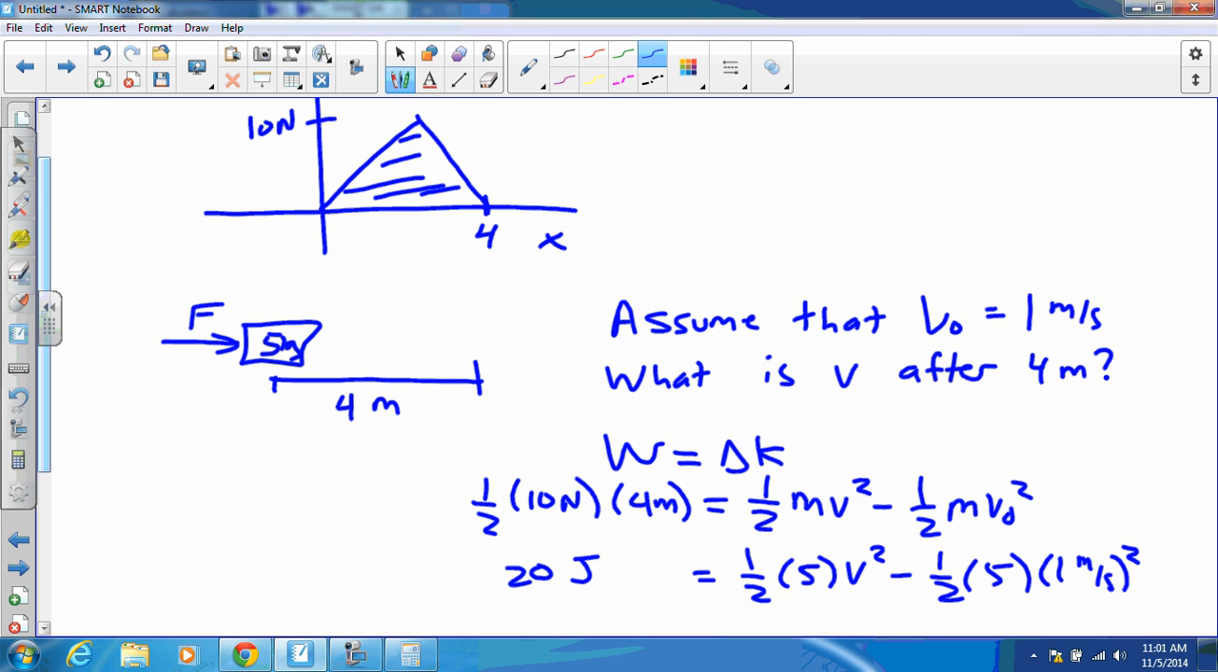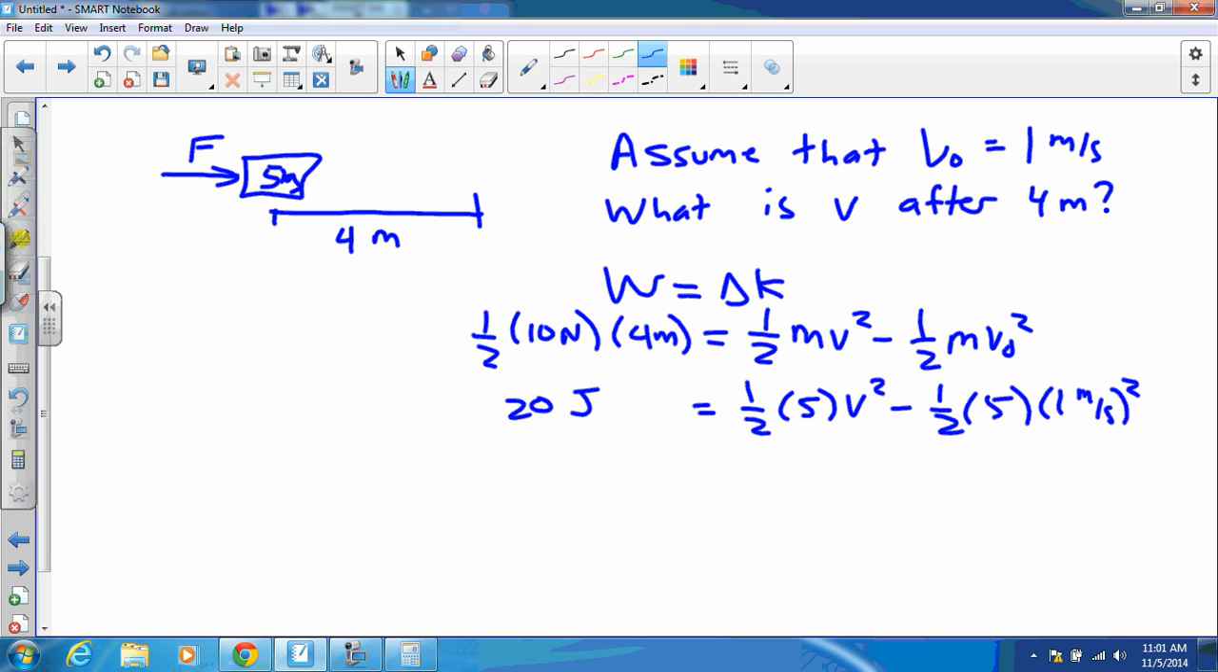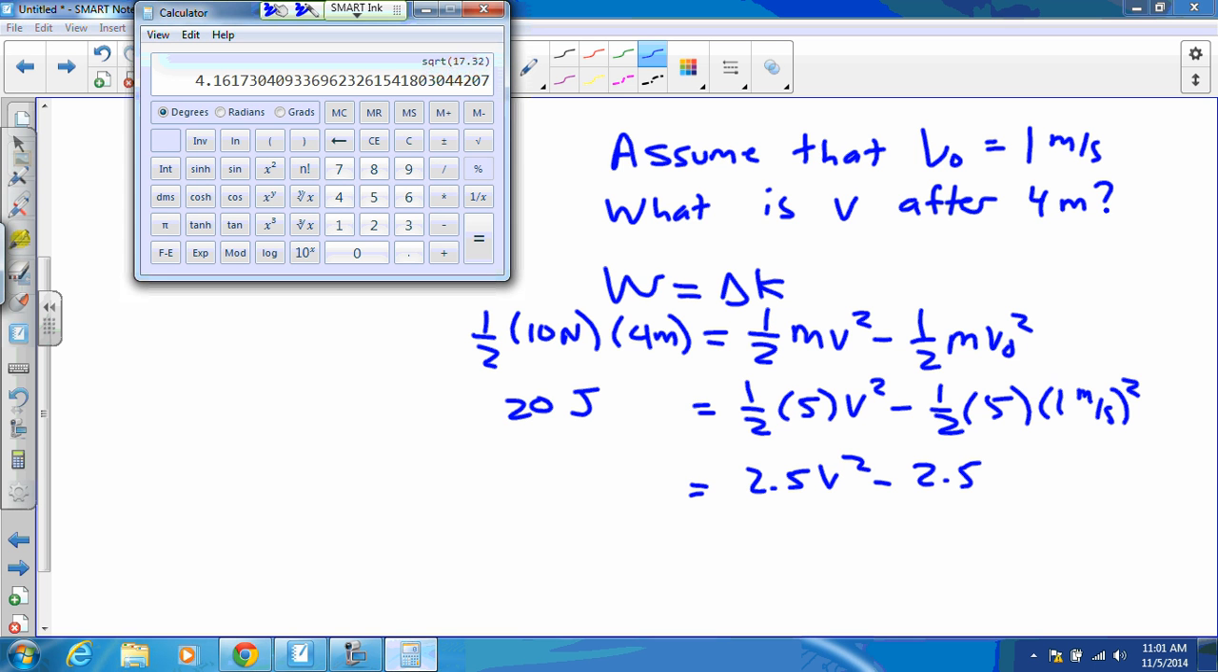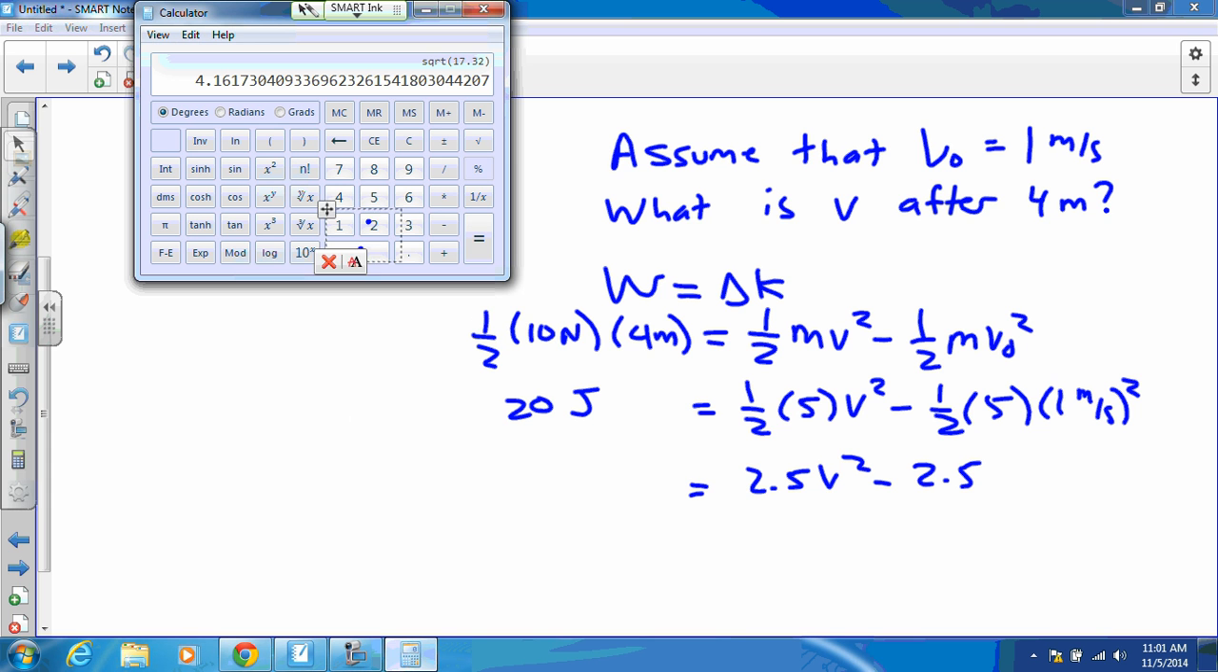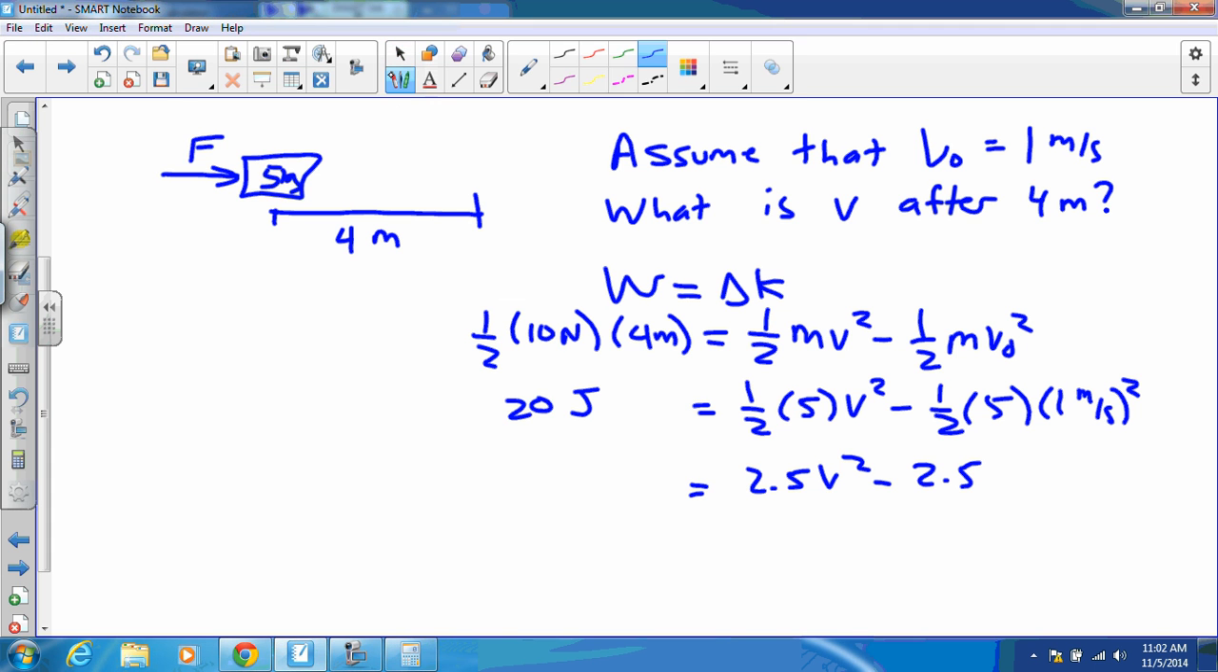Now this is a matter of simply plugging in. On this side, we get 20 newton meters, or joules. And on this side over here, we get 2.5 v squared minus 2.5. Solving for v, we get 22.5 divided by 2.5, and that's v squared. So we take the square root and get v is equal to 3 meters per second.